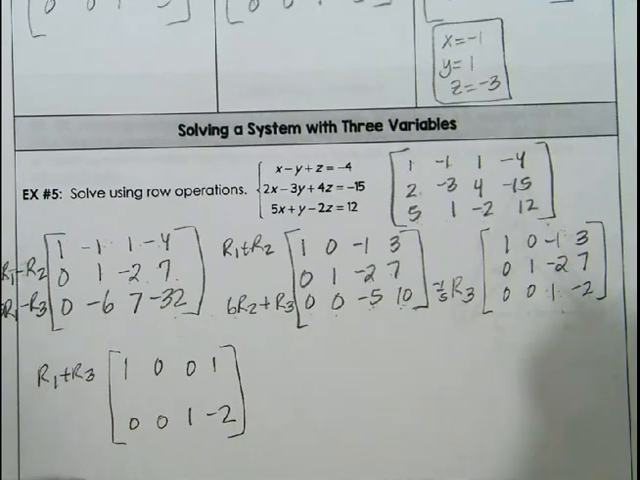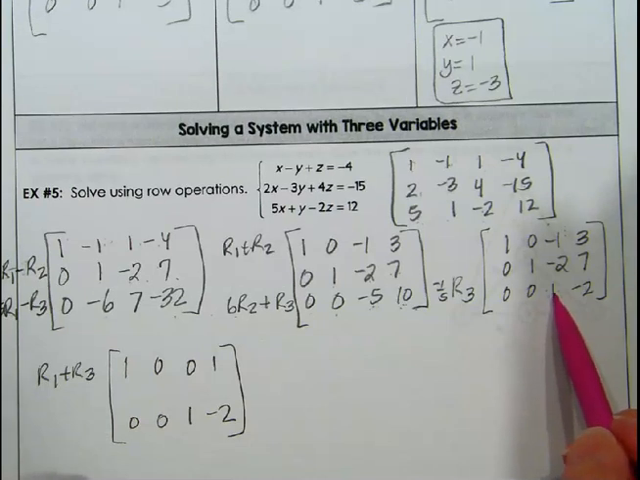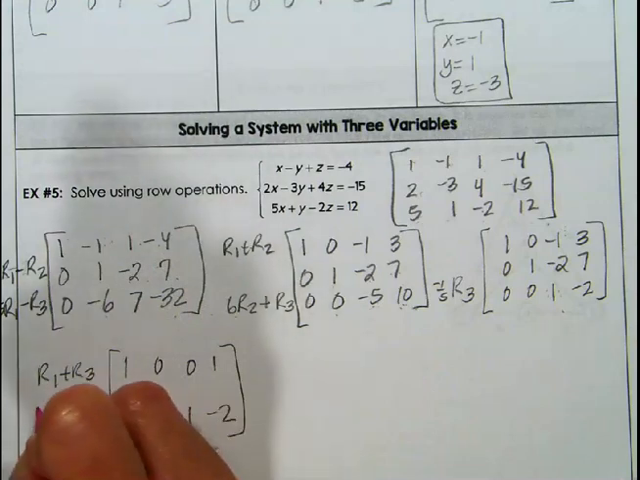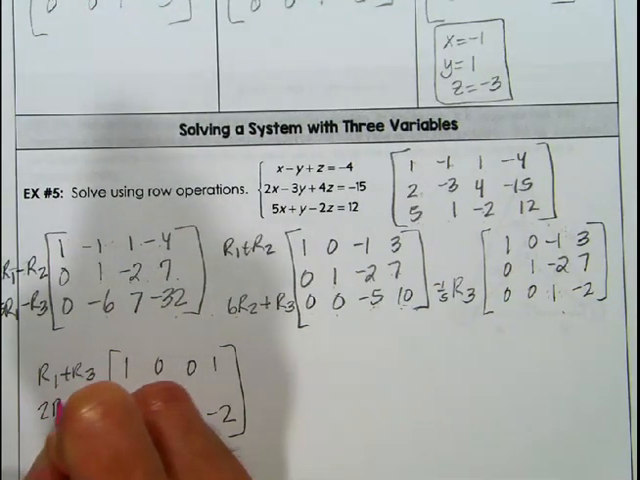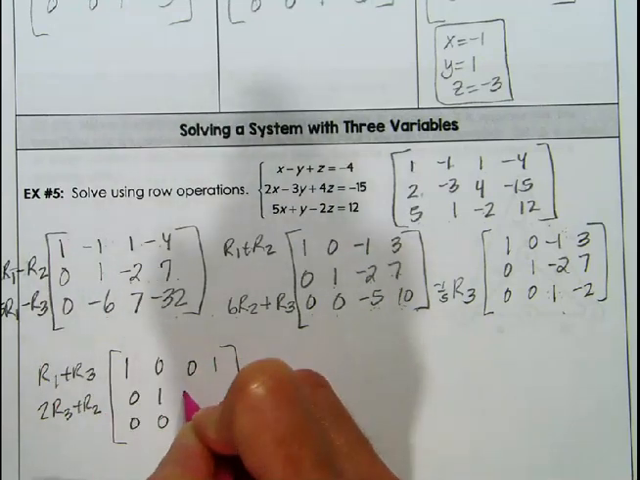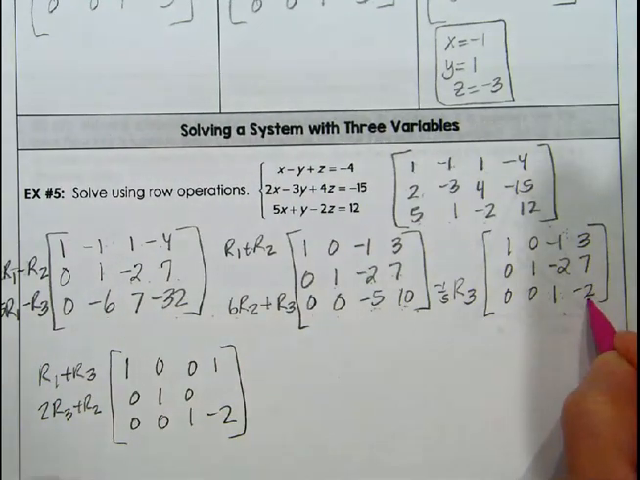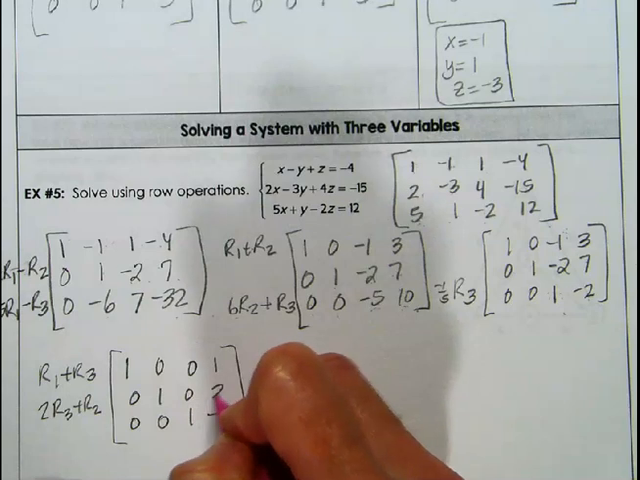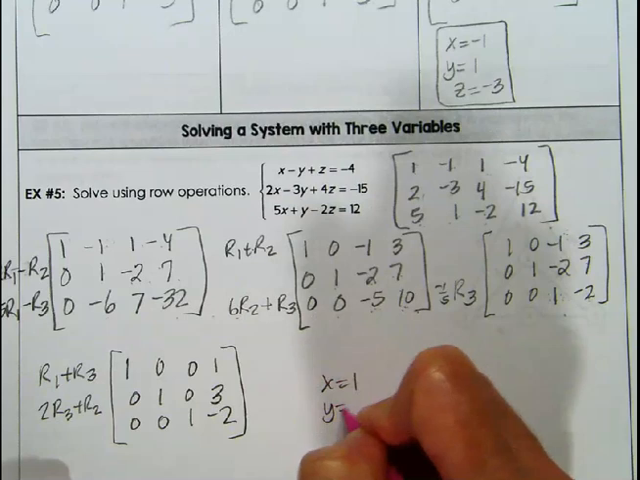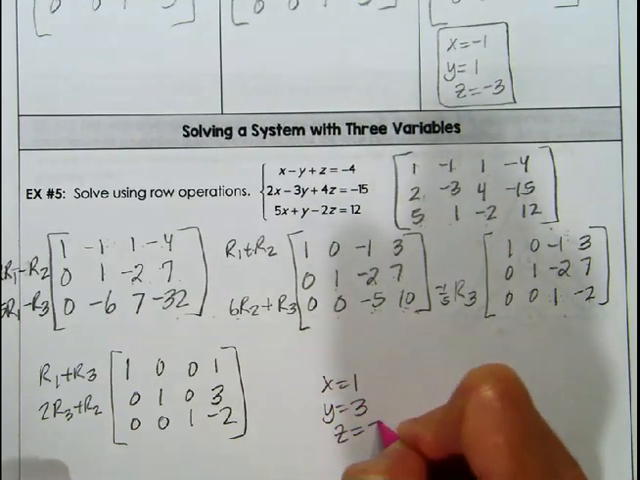And then, let's see, I can say times 2 on this one, right? 2 times this plus that one. So 2 times row 3 plus row 2. So it doesn't change that, doesn't change that, just becomes 0. That would be negative 4 plus 7, so it's 3. So now that we've finished, this means x is 1, y is 3, and z is negative 2.